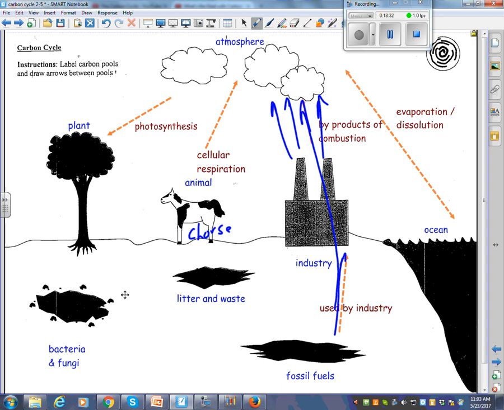Where is it? Oh, you just passed it. Did I? Yeah. Oh, right there.